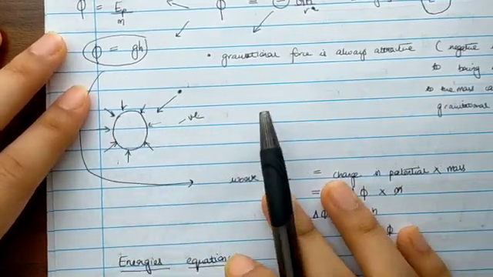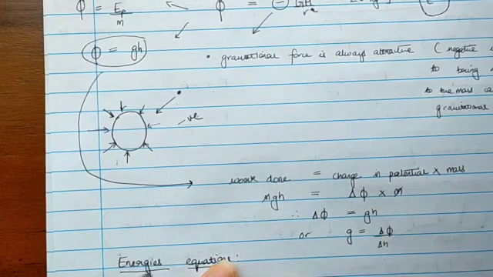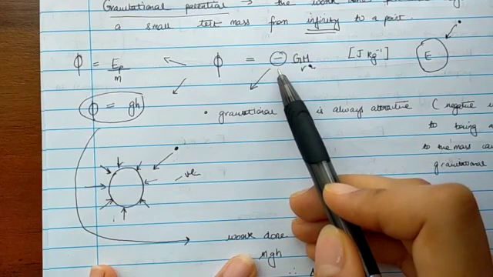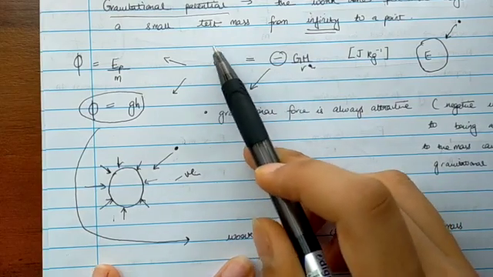So that is why gravitational potential is actually defined as negative. And if you see the equation here for it, this is a symbol for gravitational potential.